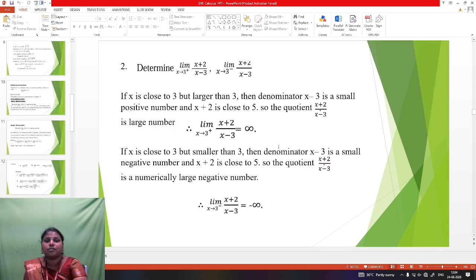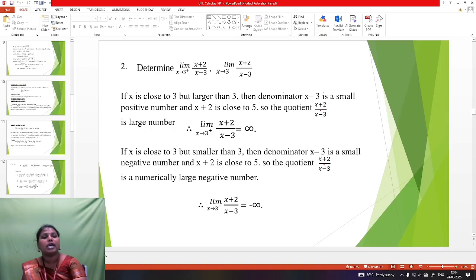Examples. Second one, on right limit and left limit. Determine the limit as x tends to 3 plus of x plus 2 divided by x minus 3, and the limit as x tends to 3 minus of x plus 2 divided by x minus 3. If x is close to 3 but larger than 3, then the denominator x minus 3 is a small positive number, and x plus 2 is close to 3 plus 2, so 5.